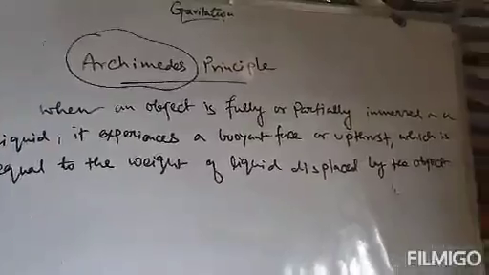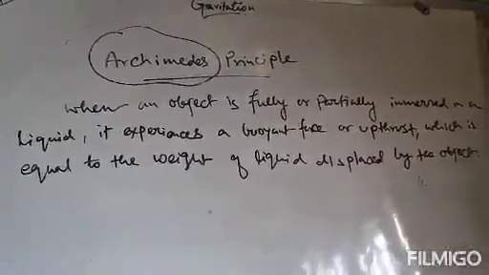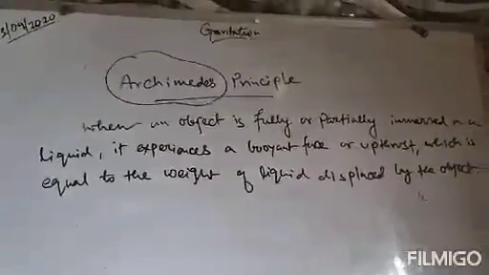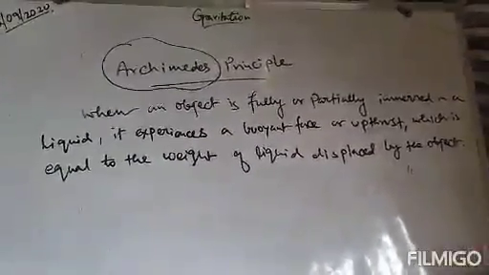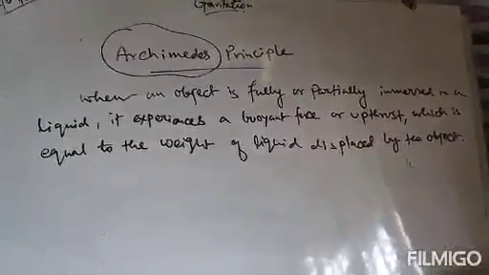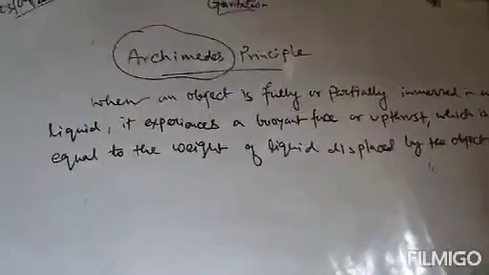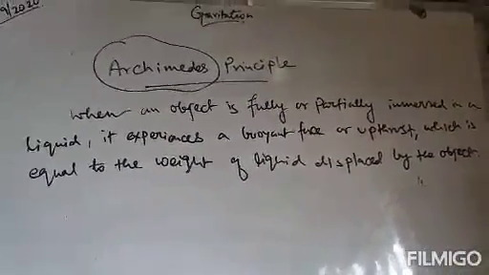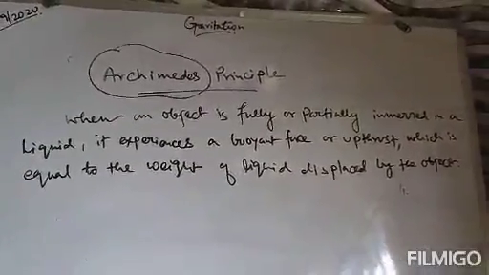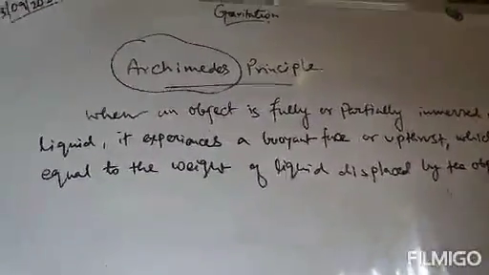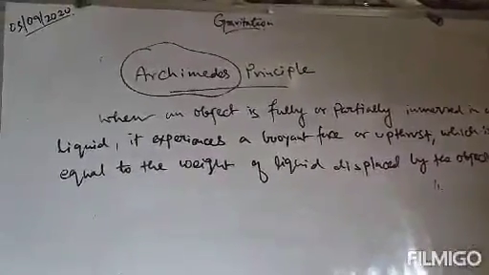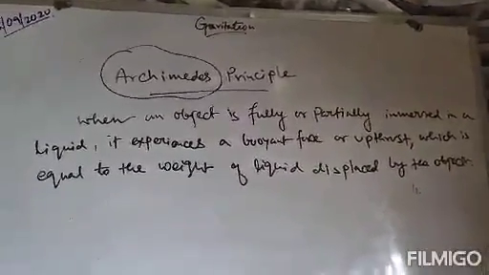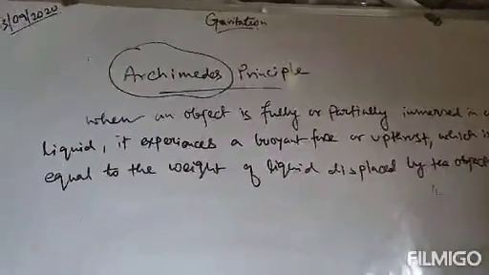So when an object is fully or partially immersed in a liquid, it experiences a buoyant force. This is a very clear concept, because in previous we have discussed that whenever you immerse any solid object in a liquid, whether partially or fully, the liquid will provide you an upthrust or upward force, that is known as buoyant force. So the object experiences an upward force or buoyant force, which is equal to the weight of the liquid displaced by the object.